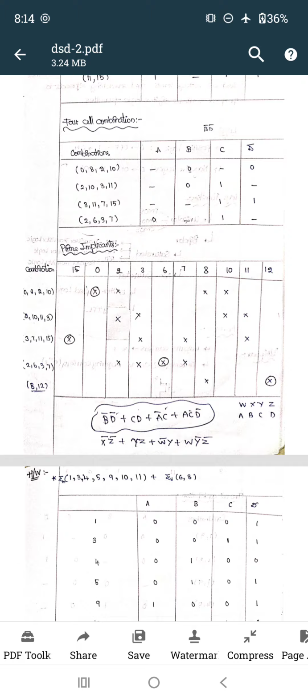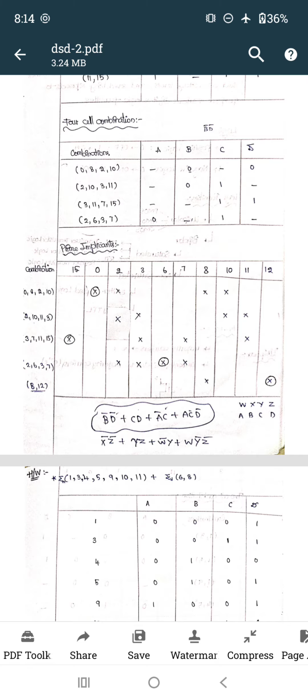Next, considering 0, 8, 2, 10, in this case it is B bar D bar. So the corresponding minterm variable is B bar D bar plus CD. For considering 2, 6, 3, 7, in this case the corresponding variable is A bar C.